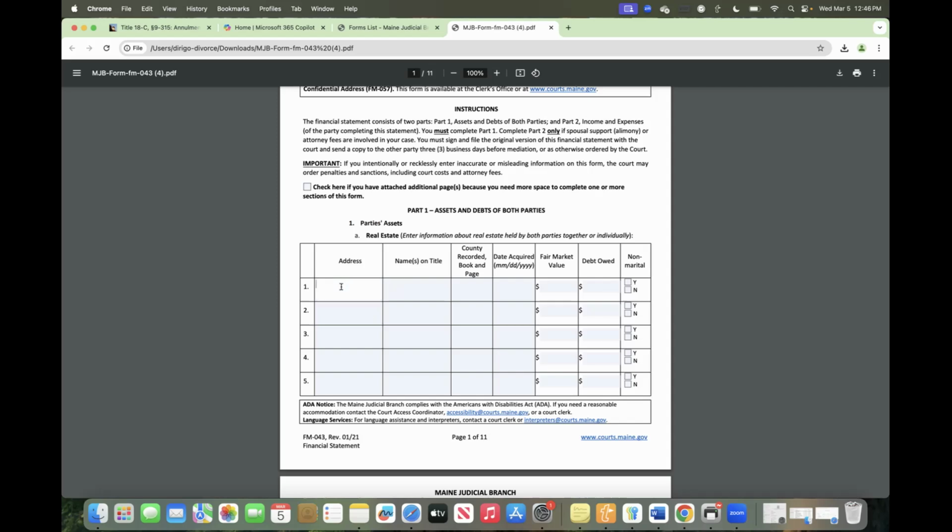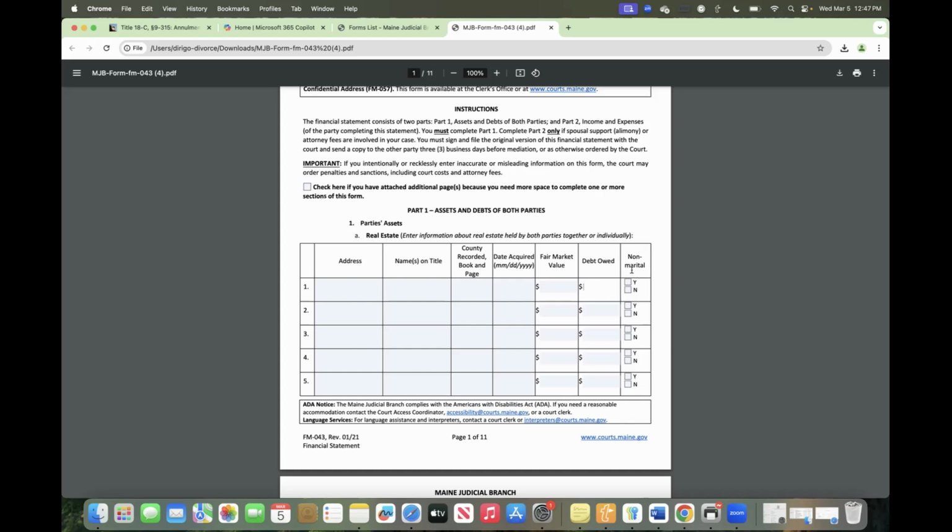So if you own real estate, you would put the address, who's on the deed, county, book, and page, which you can find by Googling Maine Registry of Deeds, and you can access that information. When was the property acquired? A fair market value for that, if you know that. Sometimes you can have a real estate agent do a comparative market analysis, or the parties can agree to have an appraiser do it. Debt owed is going to be how much is left on the mortgage if there's a mortgage on the property.